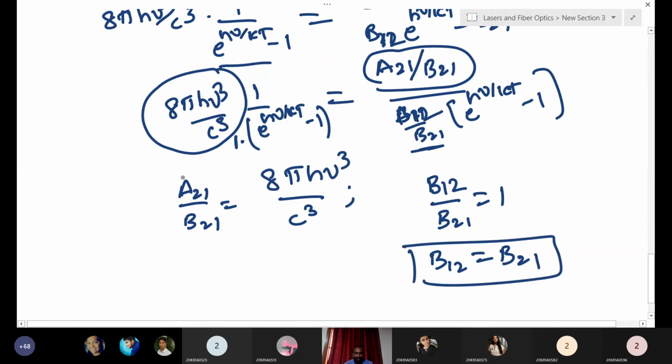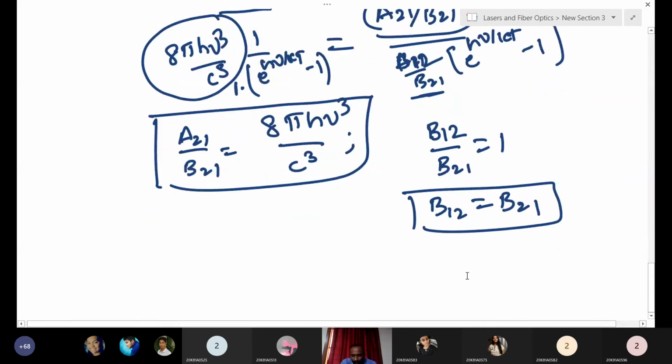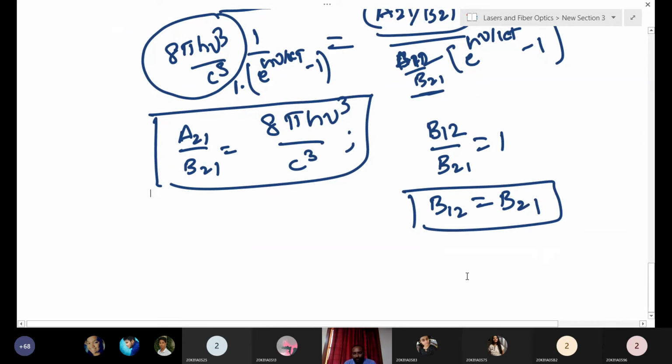And this is the relationship between the Einstein coefficients. So B12 equal to B21 means what? What is B12, or what is B21? What is this coefficient? Einstein absorption and stimulated emission coefficient, right? Isn't it? Yes, sir. So that means from this equation, the stimulated or induced absorption coefficient is equal to the stimulated emission coefficient.